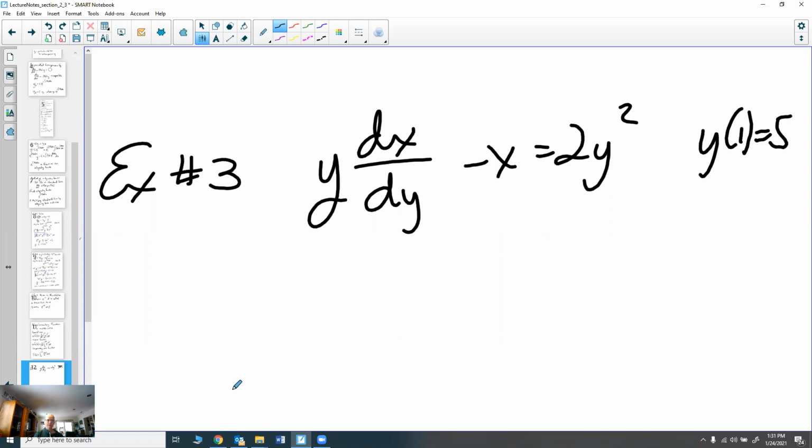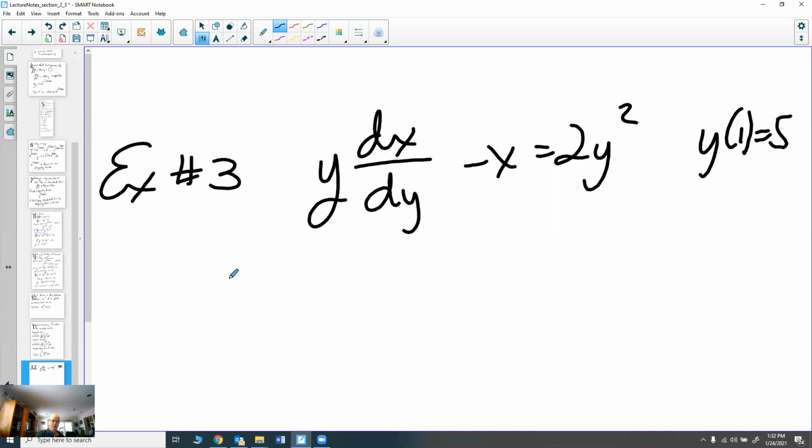Now, one thing to point out here is that it's dx/dy that we have. So this means that x is my dependent variable and y is my independent variable. So pay attention to that at the start. It's not that y is my dependent variable and x my independent variable this time. This one we switch because it's dx/dy. So do pay attention to that.